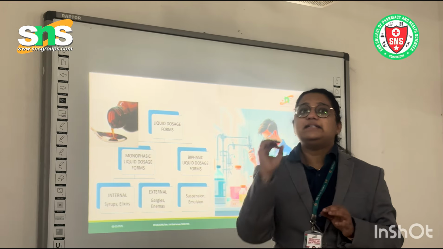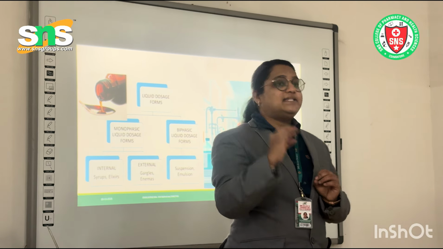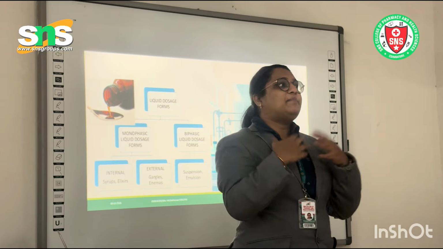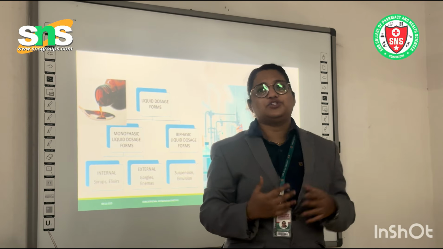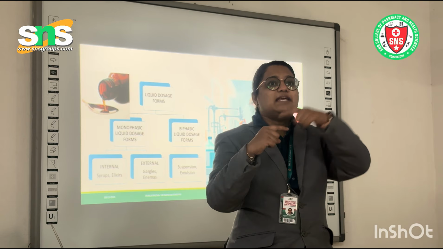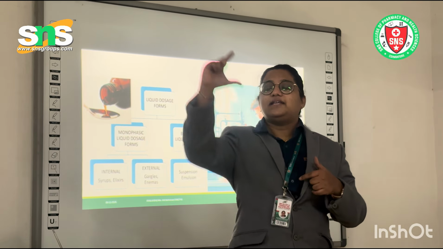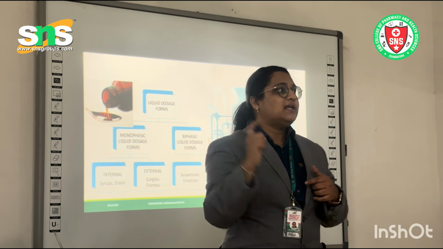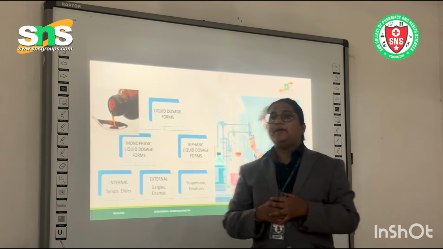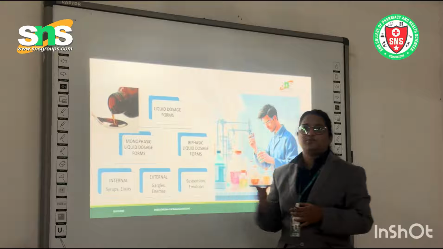Monophasic means it contains a single layer. Single layer means single phase, that means completely miscible. For example, our kitchen example is salt solution. When you take water and salt, it gets easily miscible and gives us a clear solution. That is called monophasic.